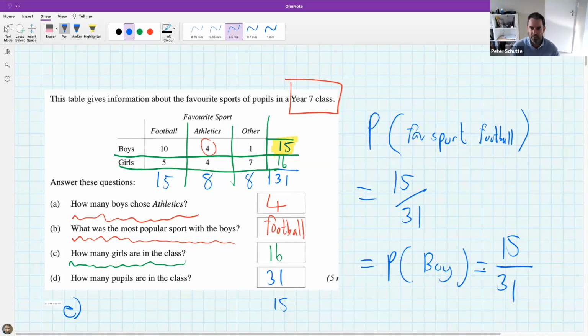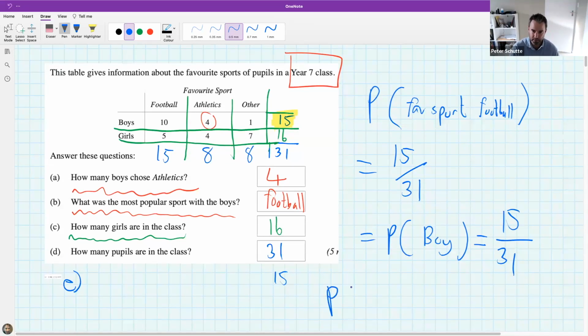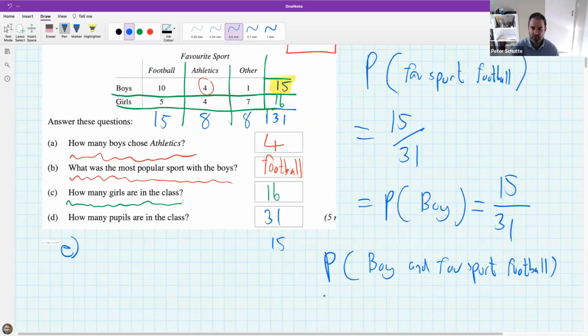Okay. Now, if I said to you, one more, then I'm going to move on from this example. What is the probability, if I chose a random person from the class, that they were both a boy and their favorite sport was football? What is the probability that a randomly chosen person from the table is both a boy and their favorite sport is football?